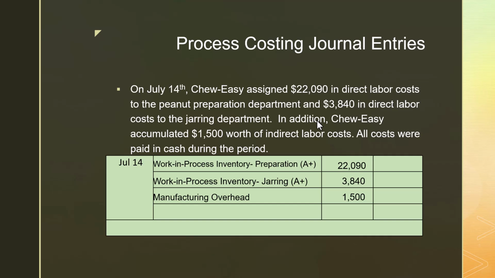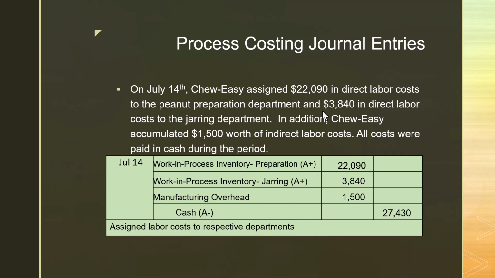And then your credit is to how it's being paid. And in our case, to make things simple, we're going to say that all these costs were paid in cash. So our credit's going to be to cash for that total of $27,430. And now our books have all of the material costs and all the labor costs that went into production during the period in the different departments' respective inventory accounts.